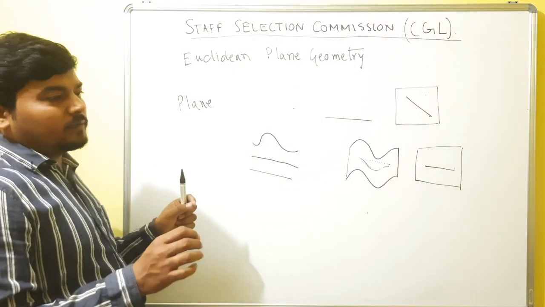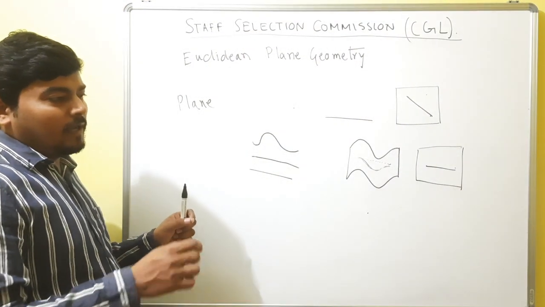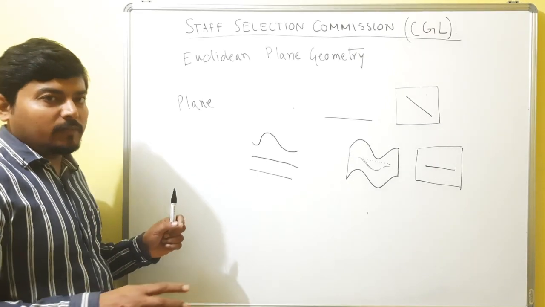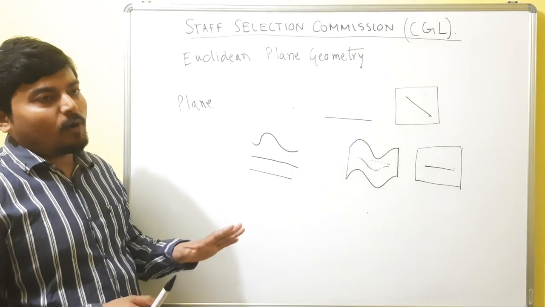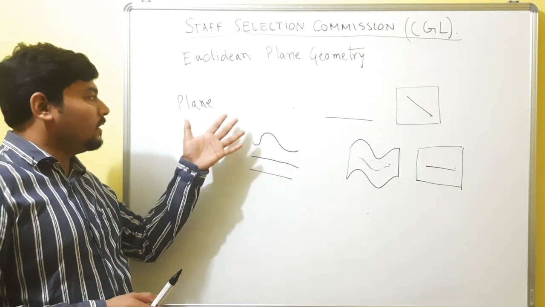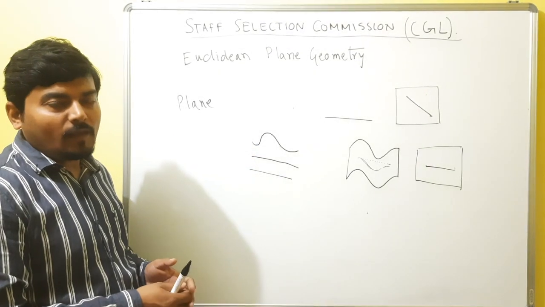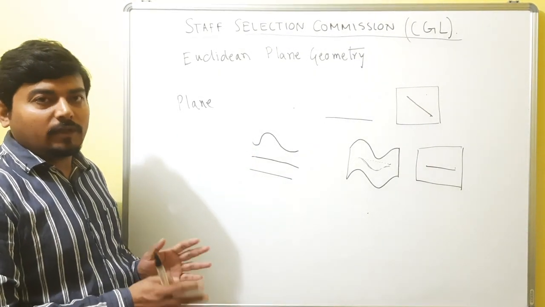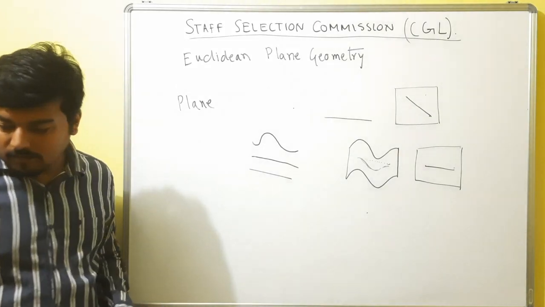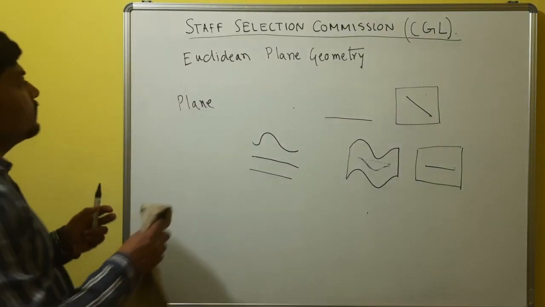When 2 points are taken from a surface and I draw a straight line and I see that all the points on the line are actually lying on that plane, on that surface, then that surface is a plane. Okay. Now coming to the next thing.